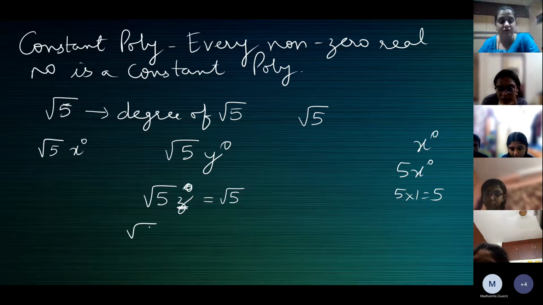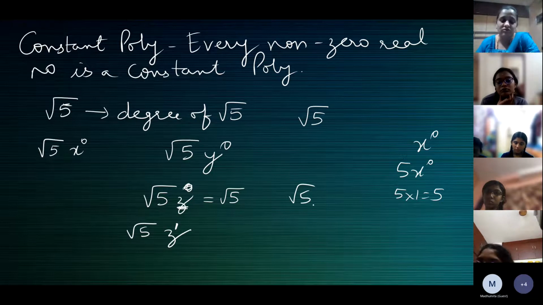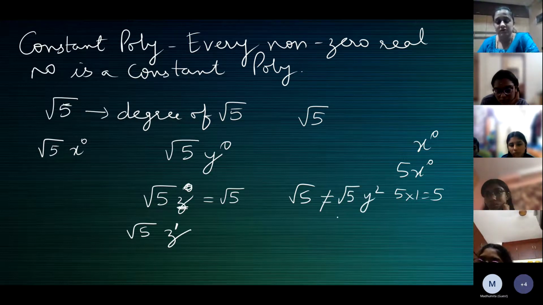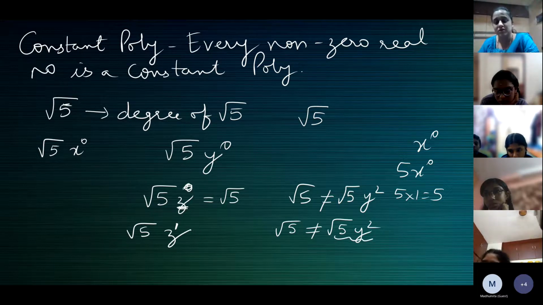Now you cannot write root 5 as root 5z, because that is root 5z. Z means power 1. It becomes a linear polynomial. I must say that root 5 is not the same as root 5 y square. Root 5 y square is different. This is a quadratic polynomial in one variable y.